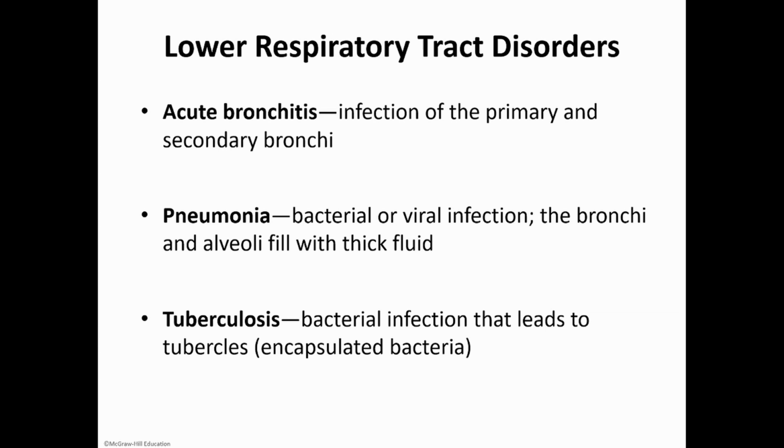As we move to the lower respiratory tract, we have a couple other disorders we can go into. Acute bronchitis. Now, acute, we're talking about something happening relatively soon, relatively short period of time. So acute bronchitis is an infection of the primary and secondary bronchi. Pneumonia, this is viral or bacterial, and the bronchi and the alveoli actually fill with a thick fluid.